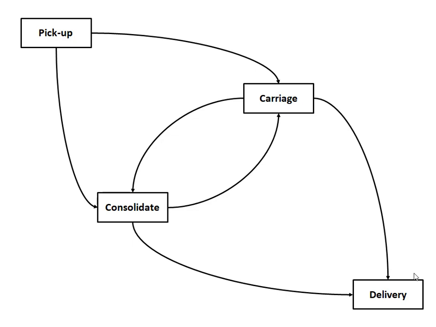So things we pick up get brought in for consolidation or for carriage. We might move things around among the carriage and consolidate functions, and ultimately we go from the consolidation and carriage functions out to delivery to customers. So it all starts with customer pickups and it ends with customer deliveries on the consignee end. So that's a pretty basic way of looking at the system.